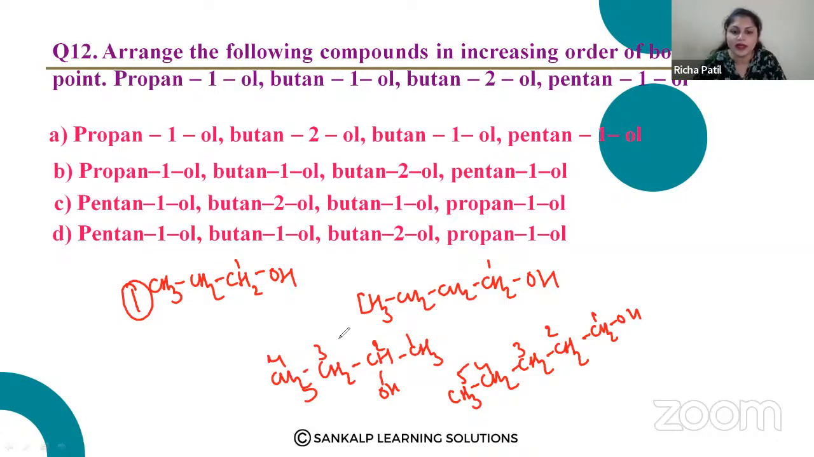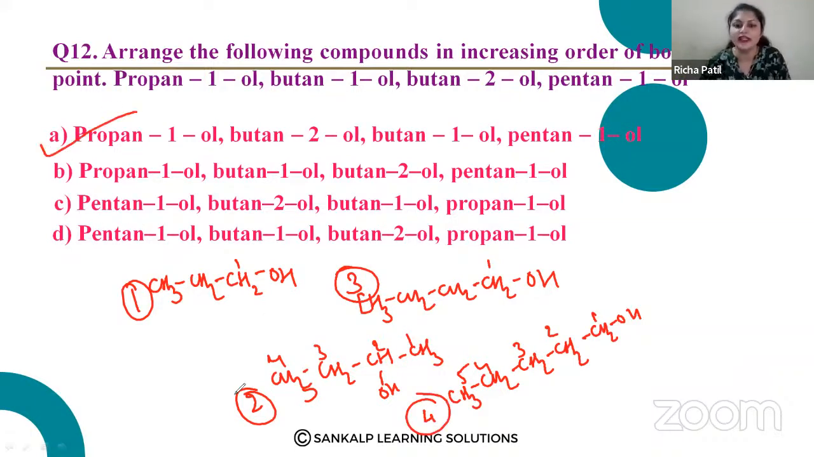Your butanol will come. Okay, butan-2-ol will come, because it is a branched chain. Then will come your butan-1-ol. Then your pentanol will come. So which is the correct one? It is A. So if linear alcohols are there, they have more boiling point as compared to isomeric alcohols. So the correct answer is A.